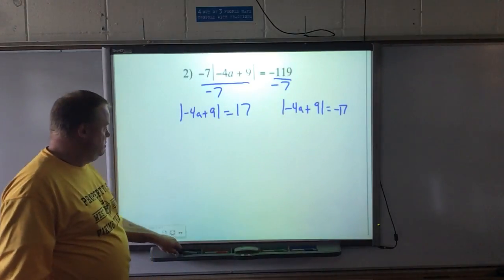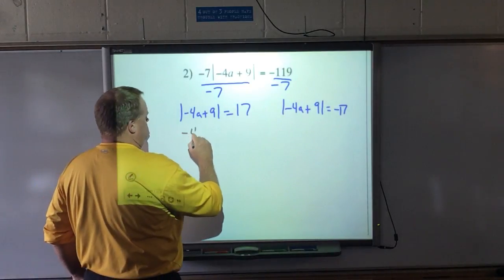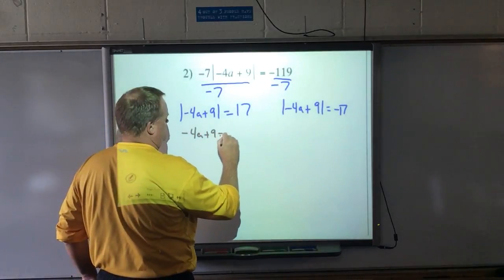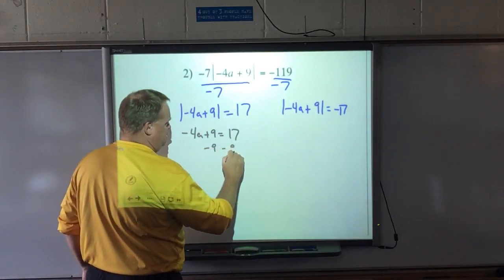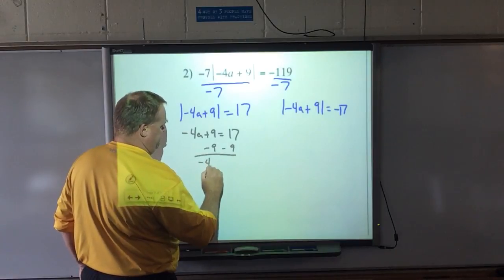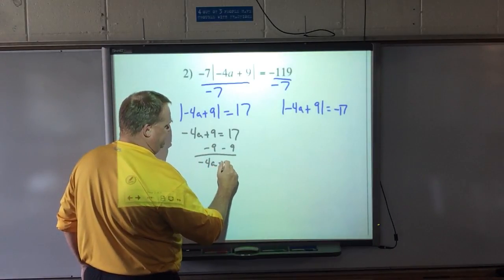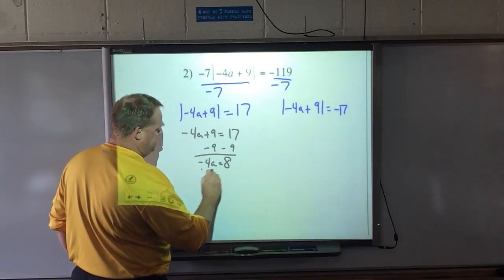Once I'm here, bring them out of the absolute value bars and solve away. Subtract 9, so that's negative 4a equals 17 minus 9, which is 8.